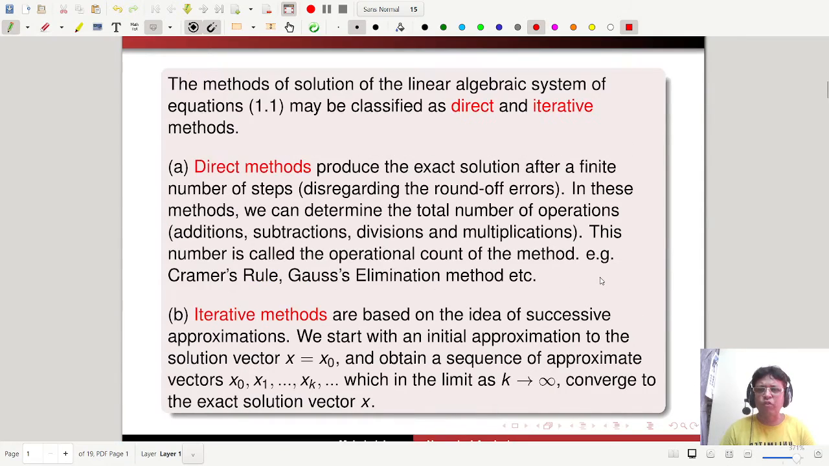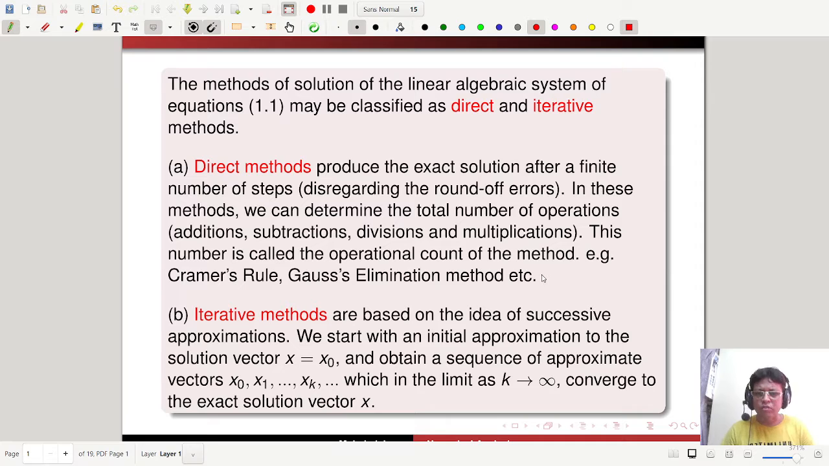Now once again I want to repeat about the direct and iterative methods. Direct methods produce the exact solution after a finite number of steps. In these methods we can determine the total number of operations. This number is called the operational count of the method. Cramer's rule and Gauss elimination method are direct methods.